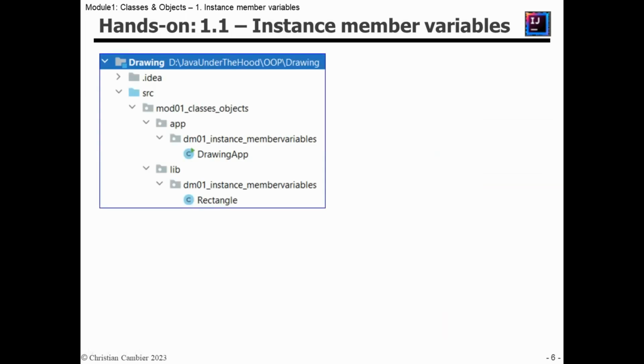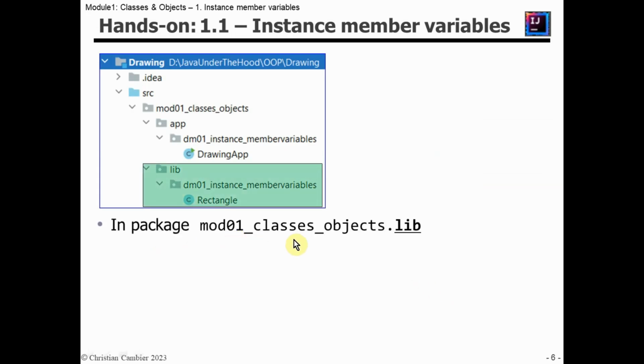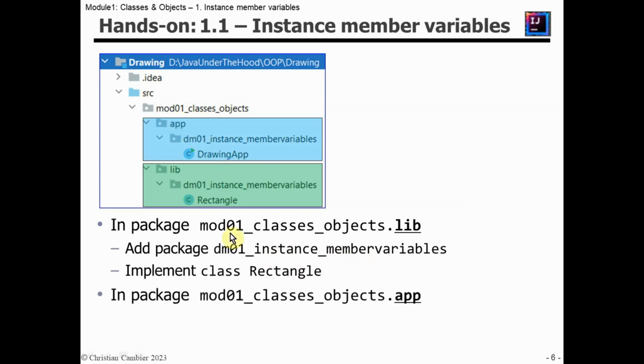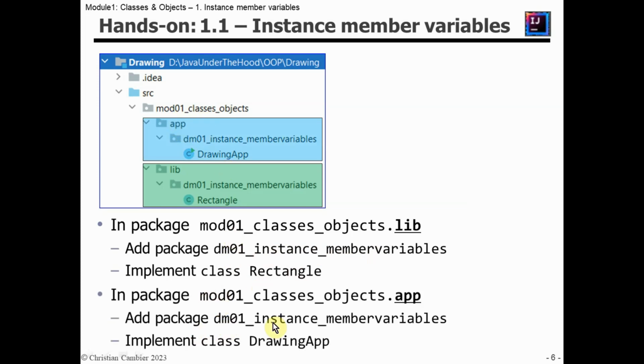Time to implement all this in the hands-on session 1.1. So what am I going to demonstrate? In package mod01 class object.lib, I'm going to add package dm01 instance member variables and implement class rectangle. And in the app package of module 1, I'm going to add dm01 instance member variables as well and implement class DrawingApp. Okay, see you in the hands-on video.